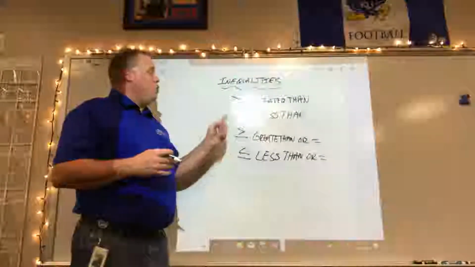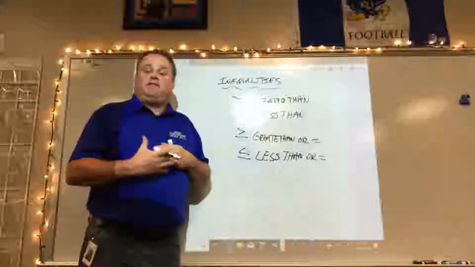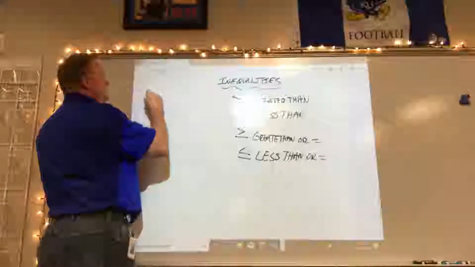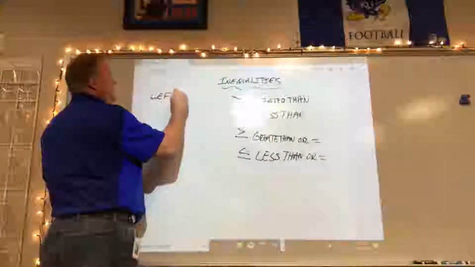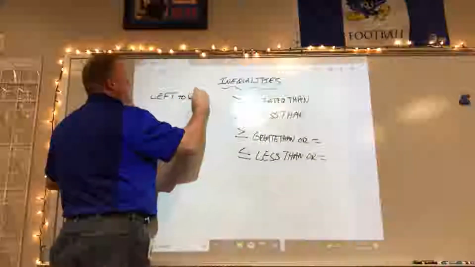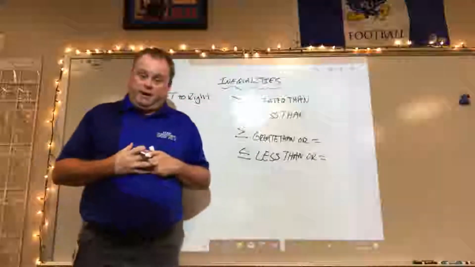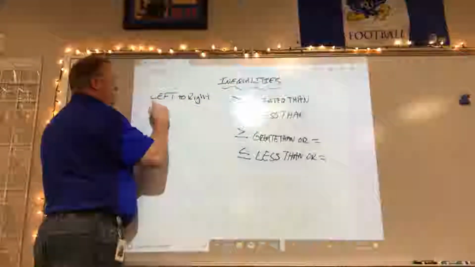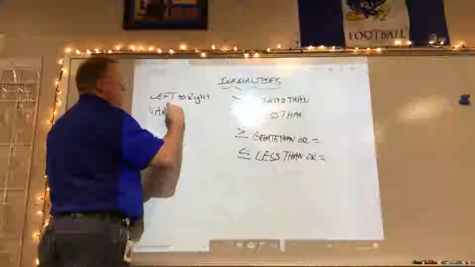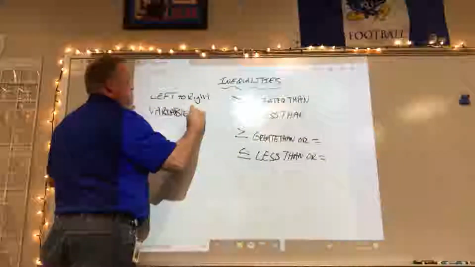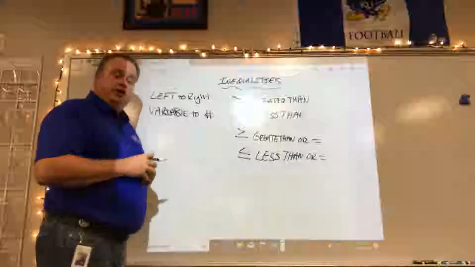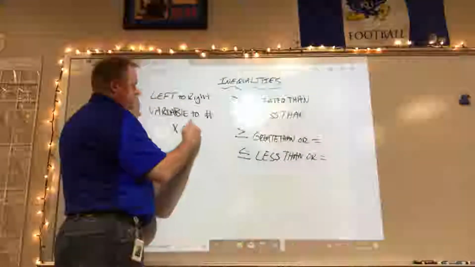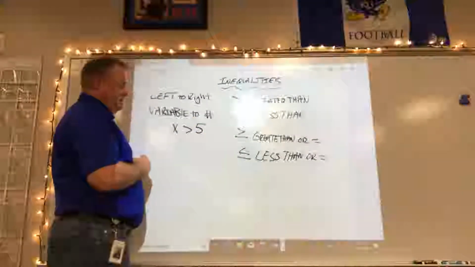Now, it is always greater than if I'm reading left to right. So the other part of this is I want to read an inequality left to right. But more important than left to right, okay, more important than that, is it has to be variable to number. Okay, your variable to your number. What I mean by that is it should always look something like that, okay?